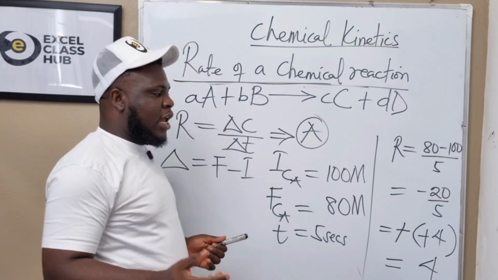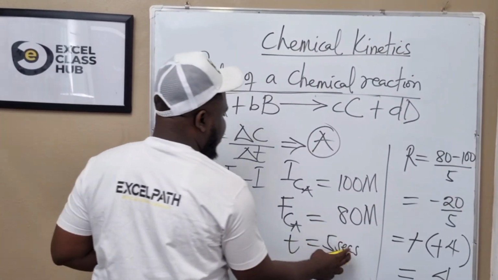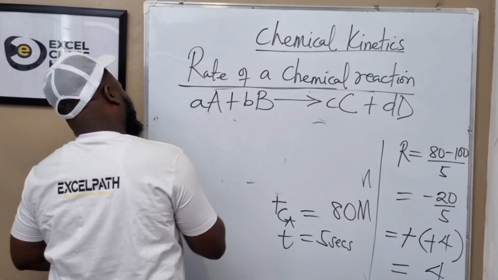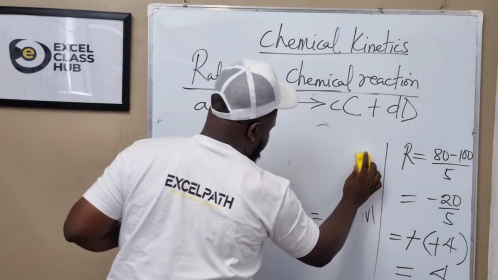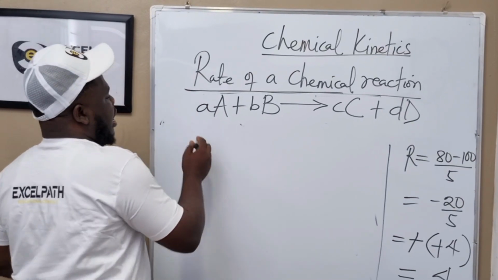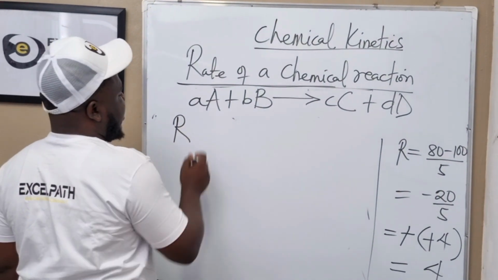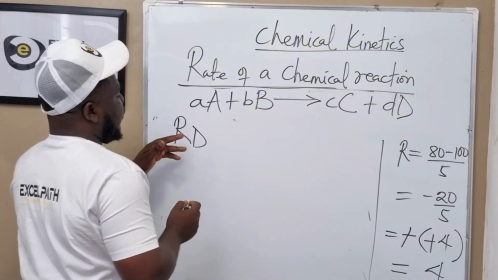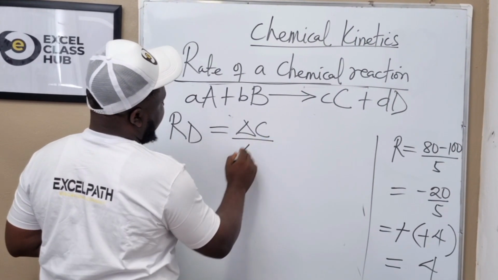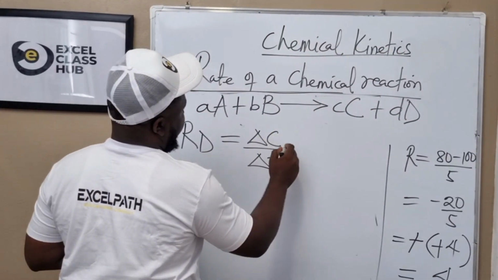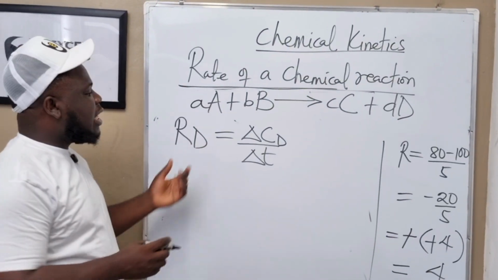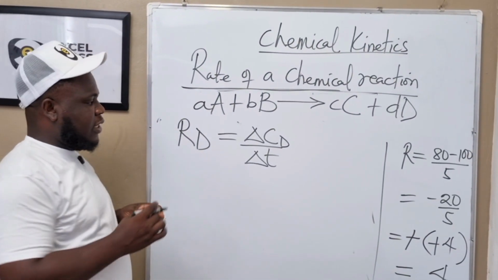But for products, it is not like that. So why do we not need to include a negative sign for products? Why do we not need that? So, for instance, let's consider a product D, for example. Let's calculate the rate for product D. So that is change in concentration over change in time. Change in concentration of D all over change in time. So we want to attempt to calculate the rate for product D.